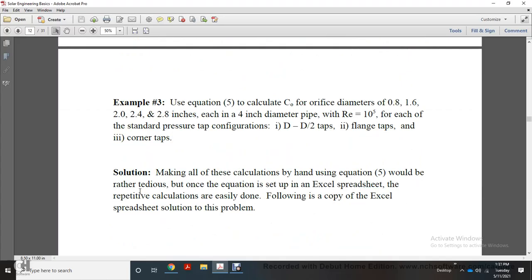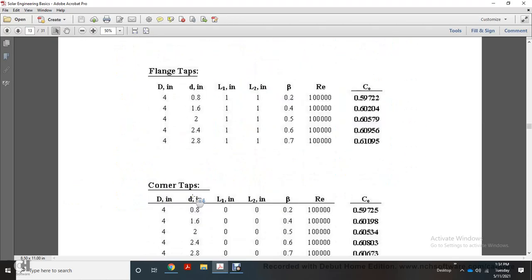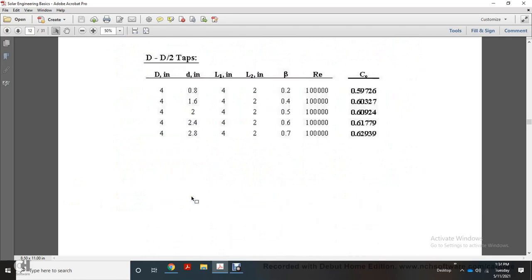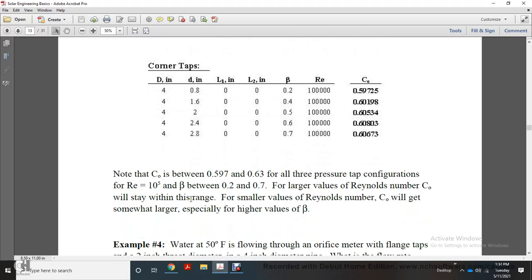Solution: making all these calculations by hand using the equation would be tedious, but once the equation is set up in an Excel spreadsheet, the repetitive calculations are easily done. Following is a copy of the Excel spreadsheet solution of the problem. It shows D and D over 2 taps, flange taps, and corner taps. Note the orifice coefficient is between 0.597 and 0.63 for all three pressure tap configurations.